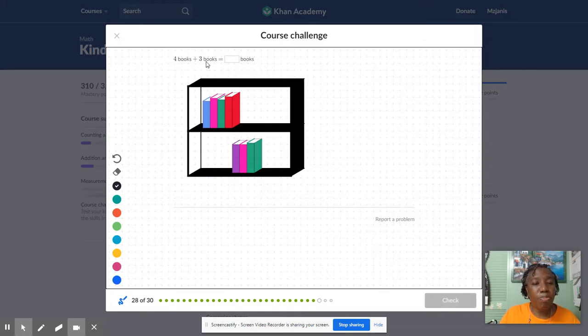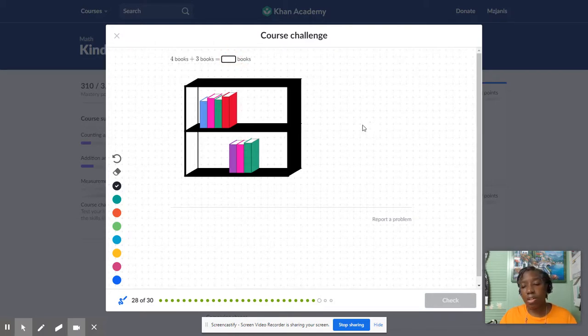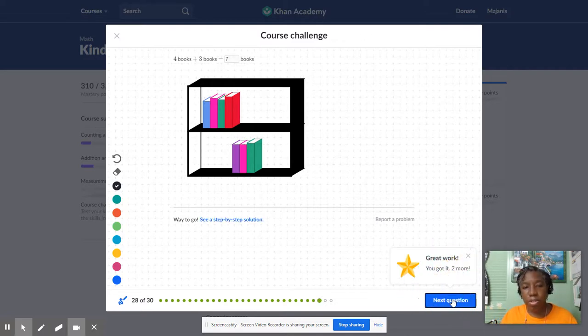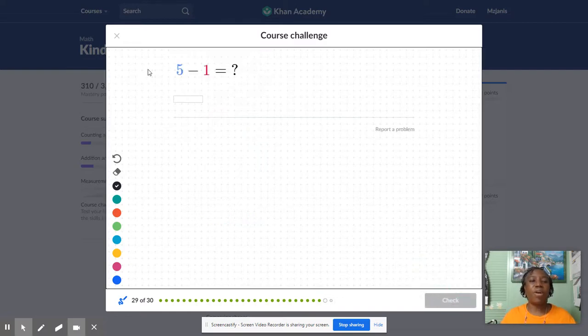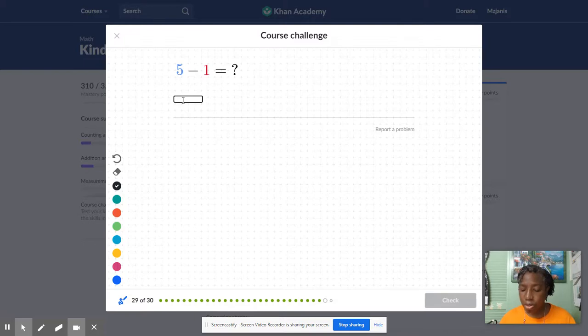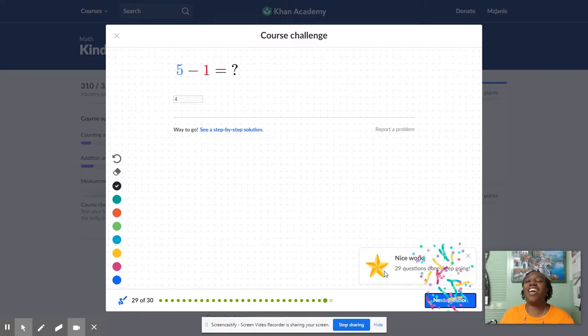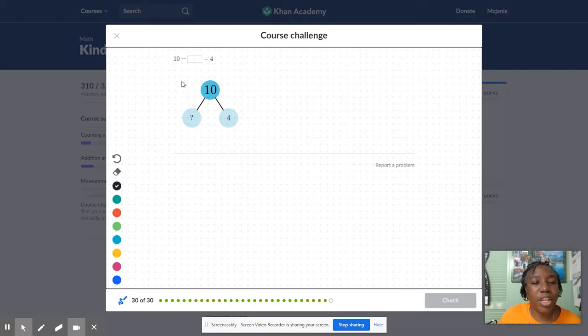Four books and 3 books equal. Five minus 1 equals. I'm gonna be being bad, you guys. Okay, 10 equals blank and 4.